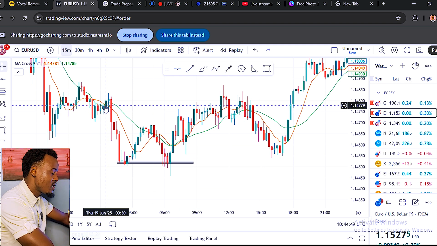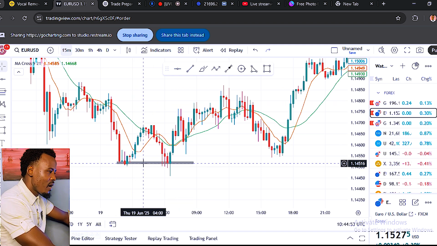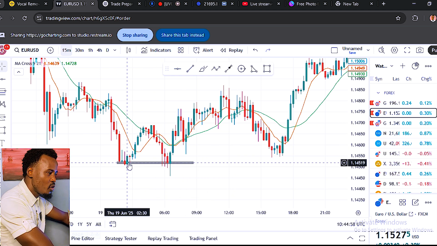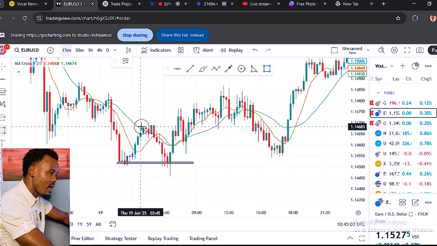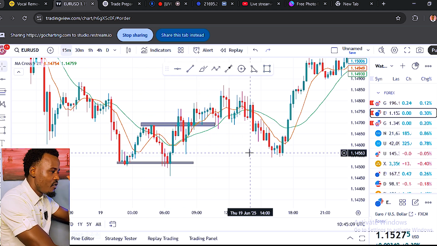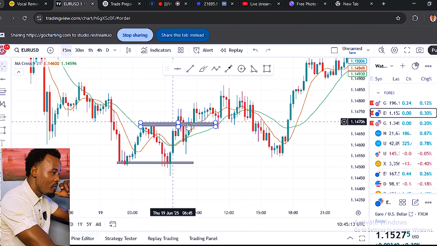Whenever I notice that a double bottom or double top is about to form, my first target is always to mark out my recent low. I will also mark out my recent high. If you think I'm wrong, just drop it in the comment section. Very important. As you can see, immediately I mark out my recent low and my recent high.